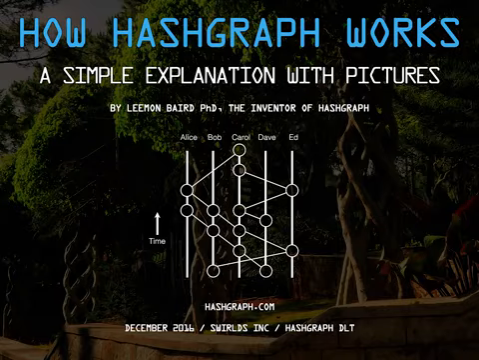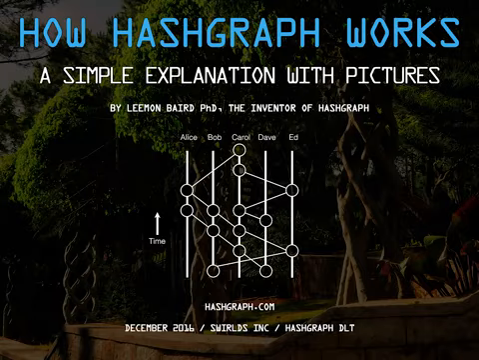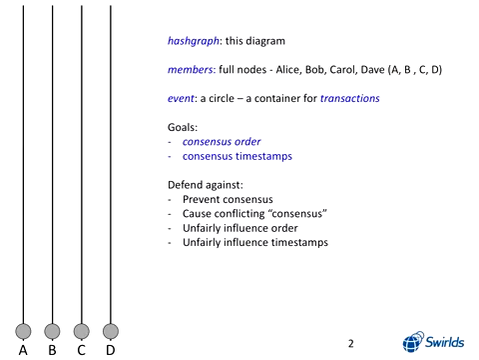So step by step, you'll see how a group of people come to consensus on the order of events in a hash graph. And actually, since we do virtual voting, it's really how does one person look at a hash graph and tell what the consensus order is. And so that's what this slideshow is. It shows you how a person looks at their hash graph in memory and can tell what order the events are in.